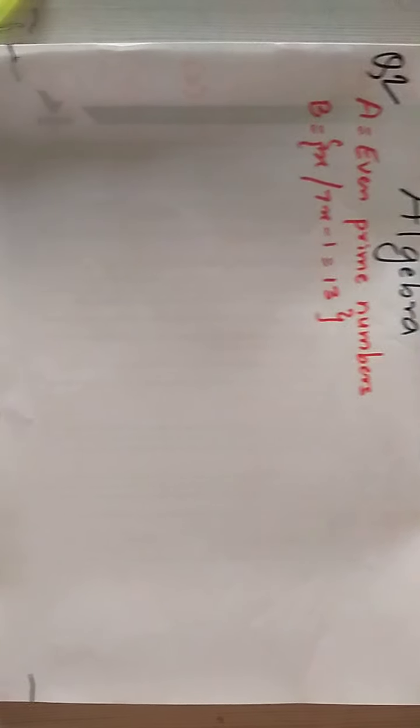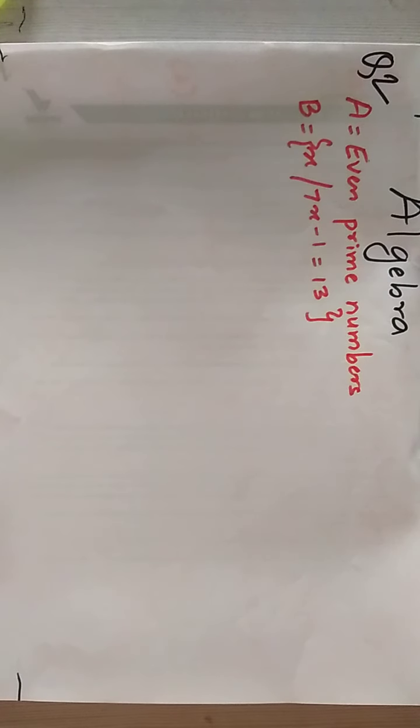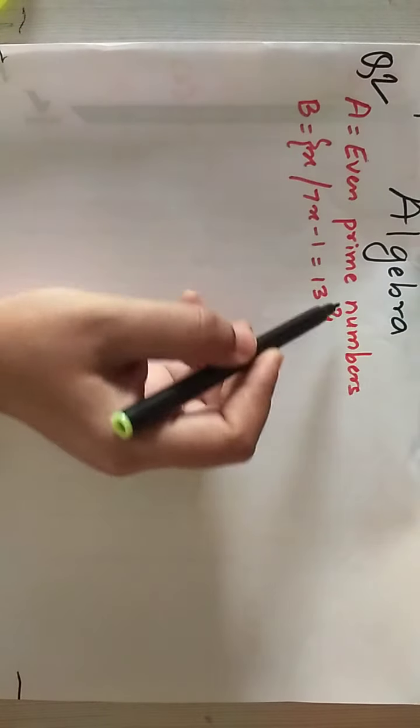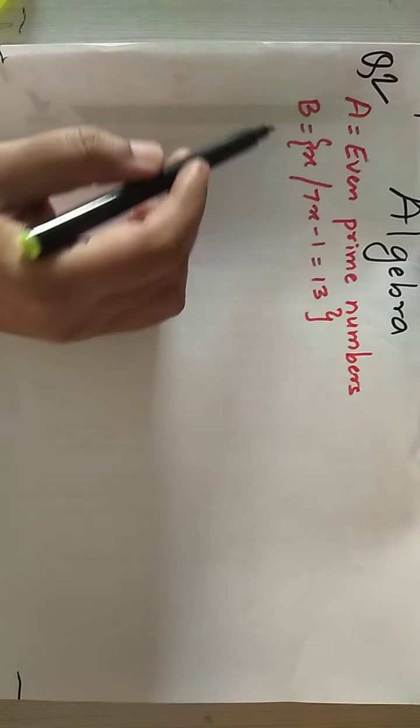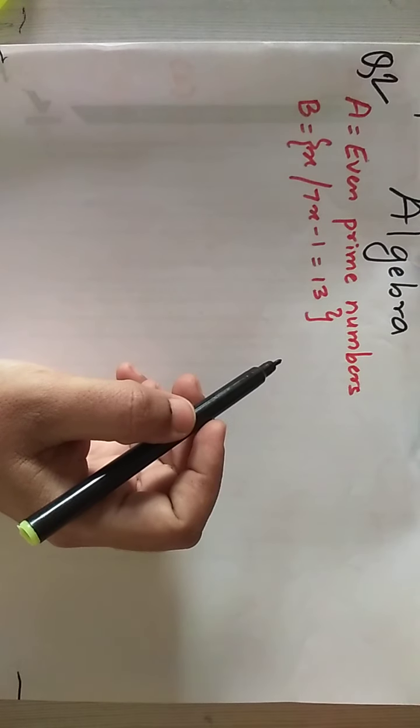Exercise 1.2, question number 2. Question number 2 says we have to decide whether set A and B are equal sets or not, and you need to give reasons for your answers. Set A is even prime numbers, and set B is x such that 7x minus 1 is 13.